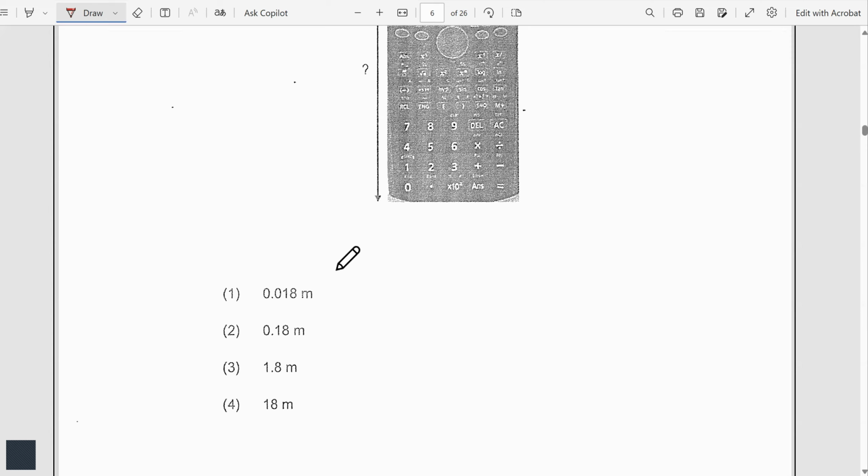Let's go by elimination. The first one, right? Okay, let's change it to cm. 1 meter is 100 cm. So option 1, if you multiply by 100, you get 1.8 cm. Okay, you shift the decimal point to the right two times, you get 1.8 cm. Then for option 2, right, shift it twice, this is 18 cm.